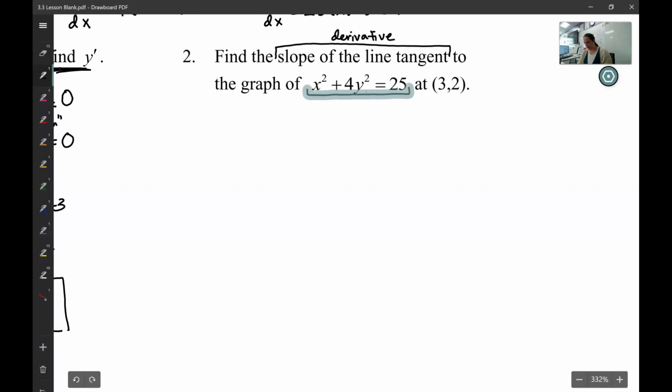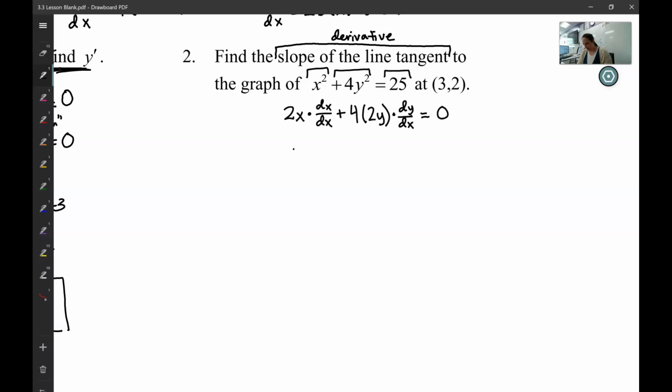So we're going to start by taking the derivative one piece at a time. The derivative of this first one is going to be 2x times the derivative of x, which would be dx/dx, plus the derivative of this one, I got my 4, then the derivative of y squared would be 2y times dy/dx, there's my hook-on, equals the derivative of 25 is 0.